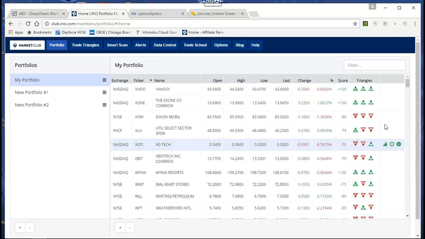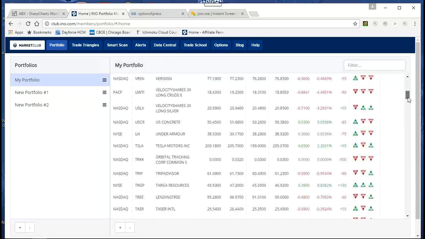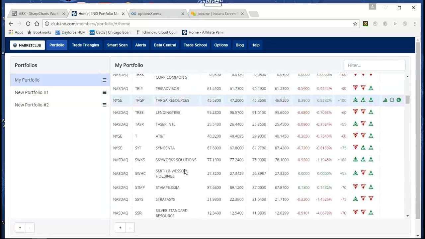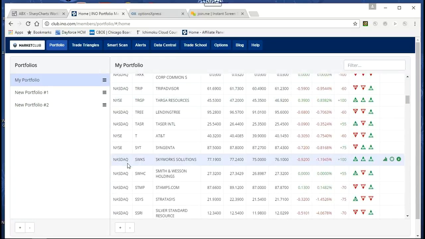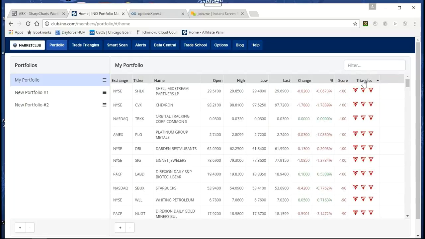Now, what I just added to my portfolio was SWKS. You're going to know where the S is at. You'll see it right there. SWKS. So you can rearrange your portfolio however you want. You can change the ticker symbol, put it in alphabetical order. You can go over here. The trade triangles is what I like to click on a lot because I want to put my positive triangles first and my negative triangles second.